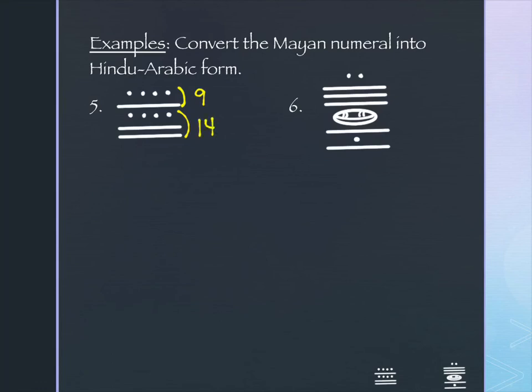The number is not 914. Okay, just like with the Babylonians, their place value system comes into play. So this 9 is in the 20s place, and the 14 is in the 1s place. So I have 9 times 20 plus 14 times 1. What does that give me? 194.